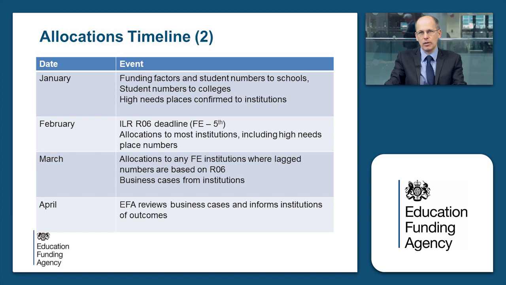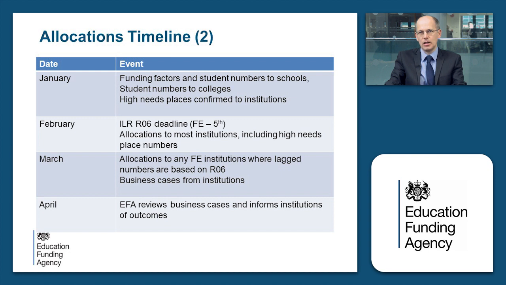The main change is that we are bringing the allocations process forward. We are aiming to announce the national funding rate in January and send allocations out to the majority of institutions by the end of February. We expect this to apply to all institutions except those FE institutions where allocations are based on R06 data submitted in February. In those cases, allocations are likely to be sent out in early March.